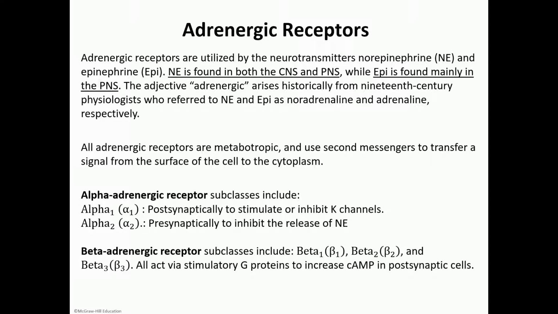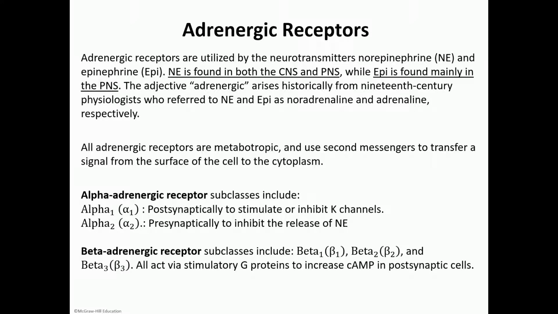Beta adrenergic receptors, we have tons of those. So there's beta 1, beta 2, beta 3, and so on. And these are all stimulatory through the Gs protein, and they all lead to the increase in cAMP in the postsynaptic cells. So why is it that we have all of these different receptors? Why do I care? How is this, in any way, shape, or form important to me clinically?